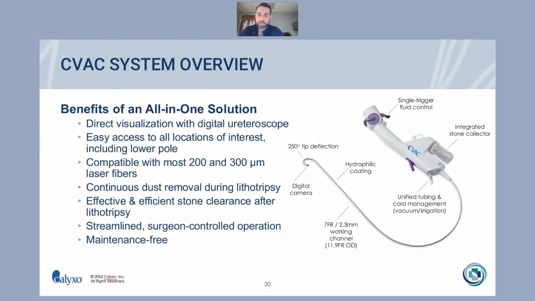So the benefits of this CVAC system: it allows not only direct visualization, but it's a very nice picture with a digital ureteroscope. The scope itself has good deflection because there are portions of the kidney that can be challenging to reach. It's compatible with most of the laser fibers we use. It's effective, it's efficient. Like I said, I think there's certainly a role for it. I think the technology is exciting. I'm not sure that I'd tell everybody that it's replacing everything we're doing, but it certainly is a nice new tool to have in our armamentarium.